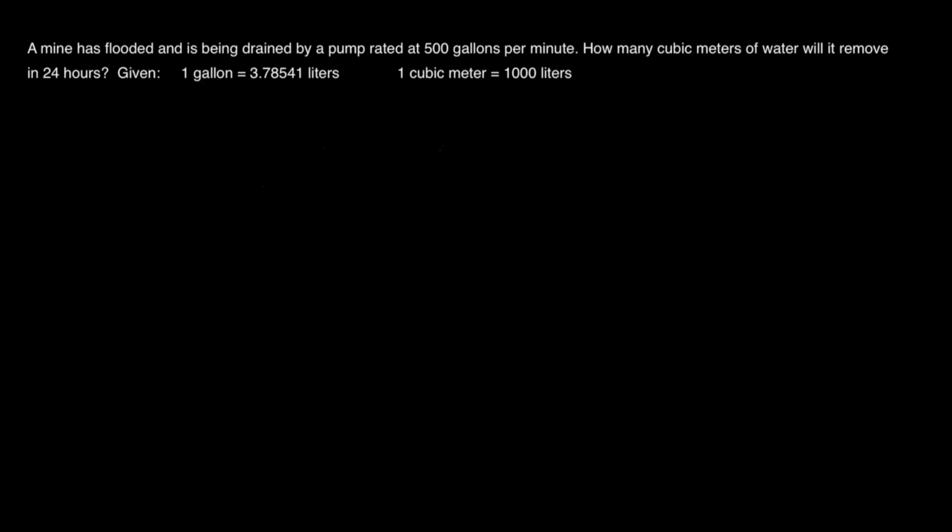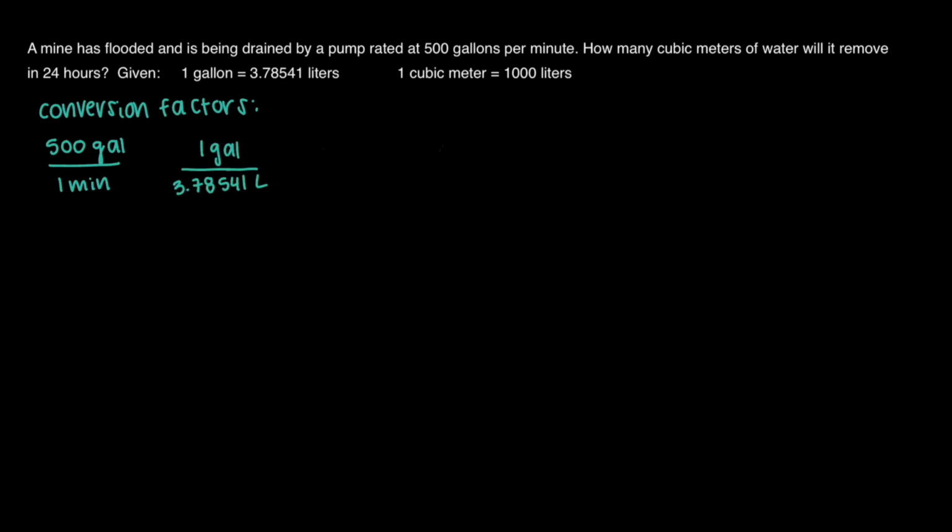In this problem, we have a mine that is flooded and is being drained by a pump rated at 500 gallons per minute. How many cubic meters of water will it remove in 24 hours? First, let's list out all the conversion factors that we have. We are given 500 gallons per minute, 1 gallon per 3.78541 liters, and 1 cubic meter per 1,000 liters. For our time conversion, we also know that there are 60 minutes for every 1 hour. The given or starting value is 24 hours.